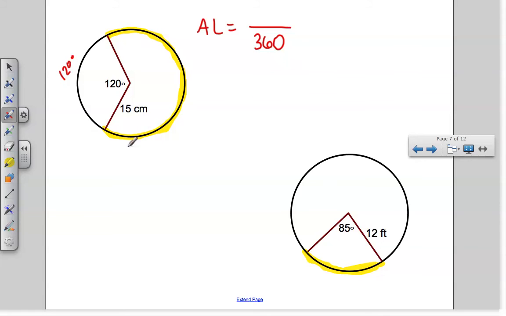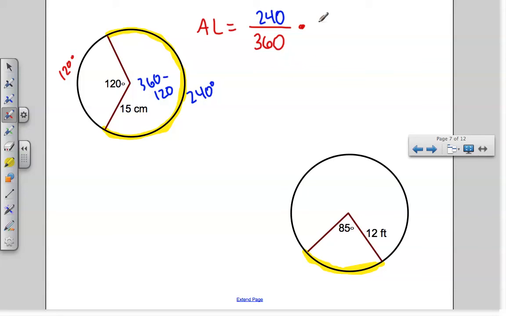But the arc I want is everything else. So really, I have to do 360 minus 120, right? The whole circle minus this arc. So the arc I need is 240 degrees out of 360. And that's the piece of the total circumference that I want.